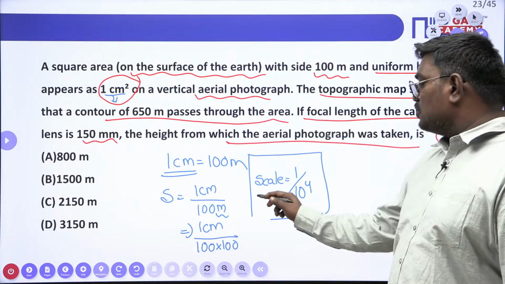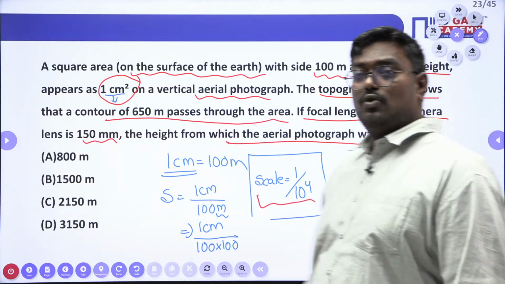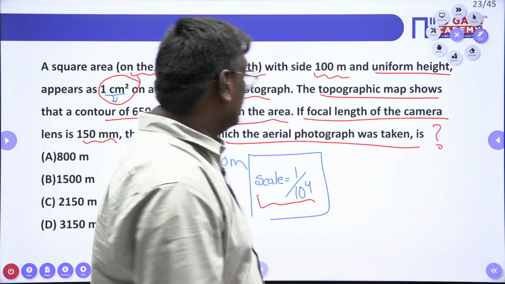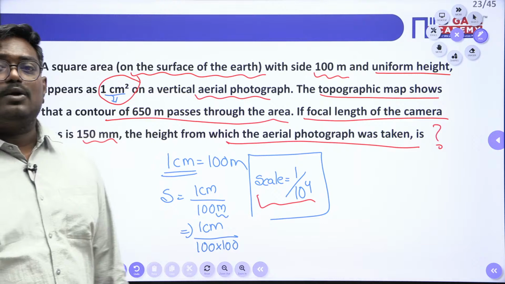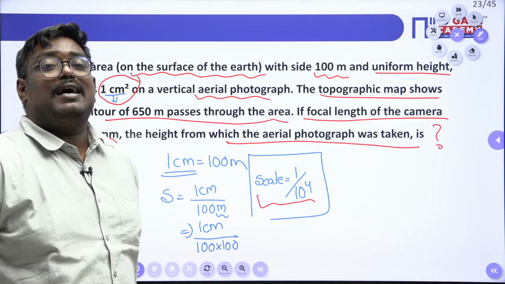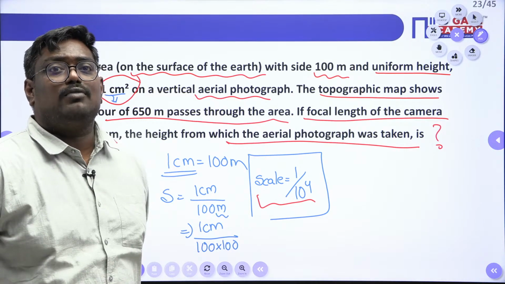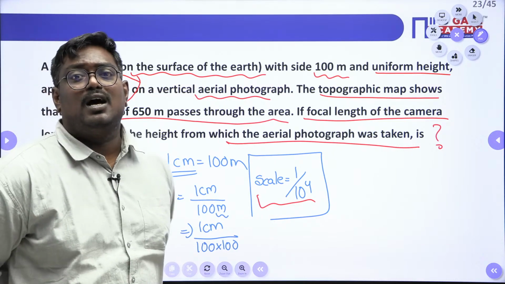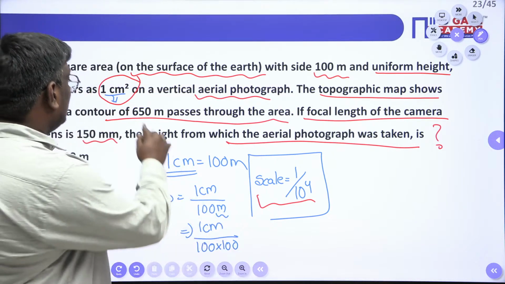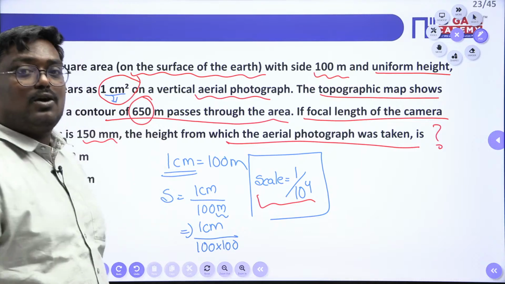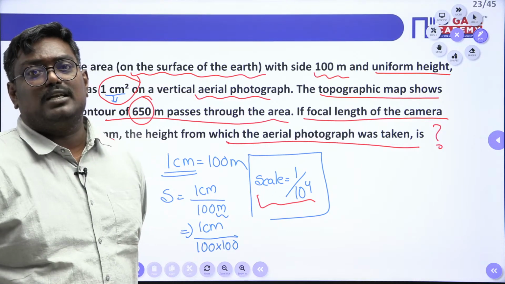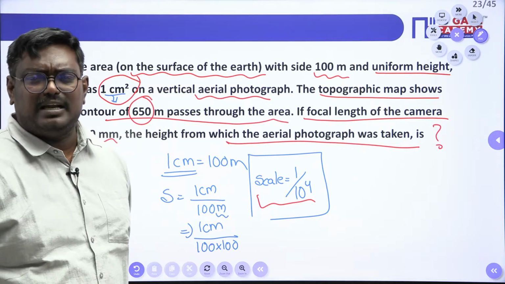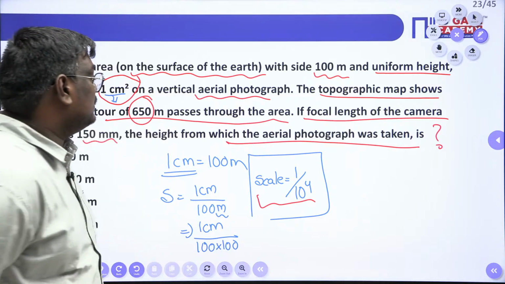When I talk about scale equal to 1 upon 10 power 4, what is a contour? A contour is nothing but an imaginary line joining the points of equal elevation. Using the contour, you can find out the height. So here the contour passing through 650 meter means the height of the place where you are. It gives you 650 meter.